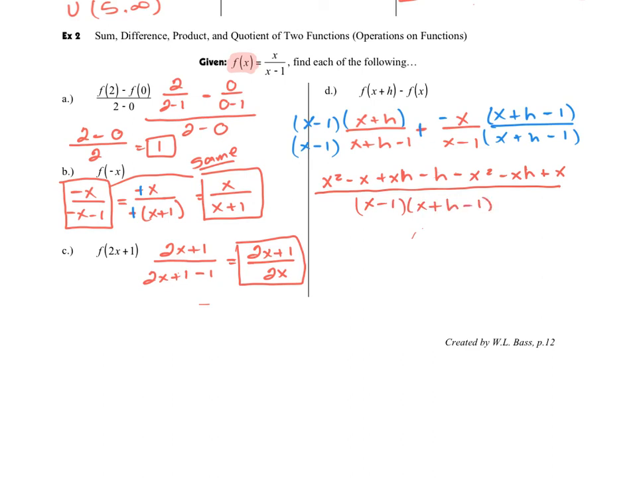Now, we're going to have some things that are going to clean up very quickly. Our x squareds are going to cancel. Our minus x and our plus x will cancel. Our xh and our minus xh will cancel. And we're left with just a negative h. So our final answer can be written as a negative h all over x minus 1 times x plus h minus 1.